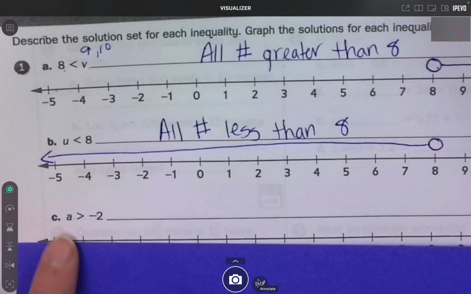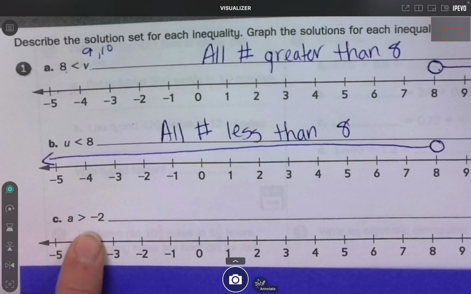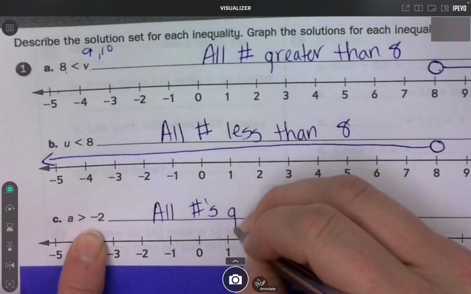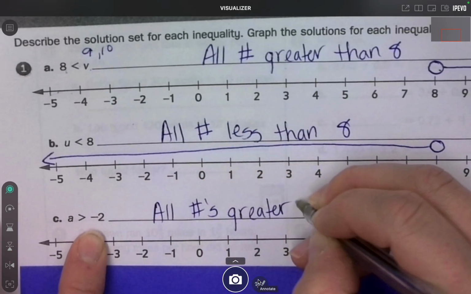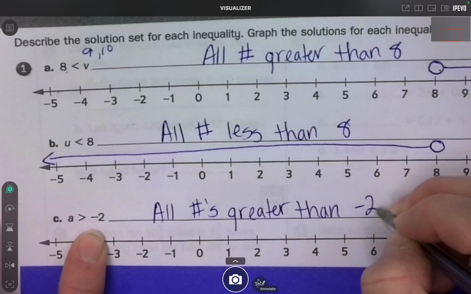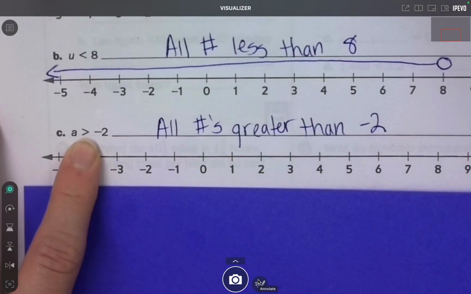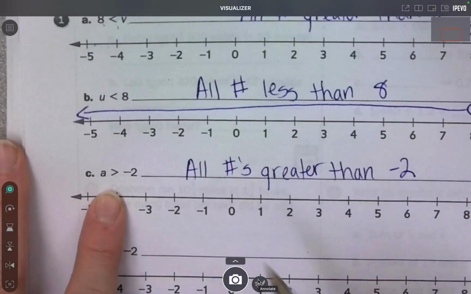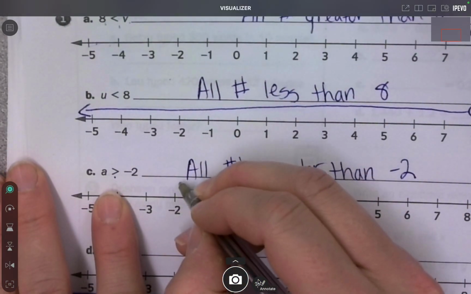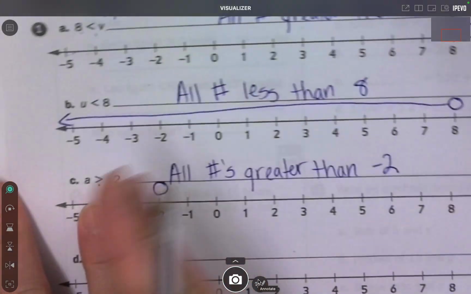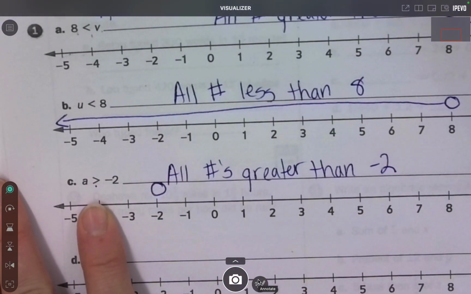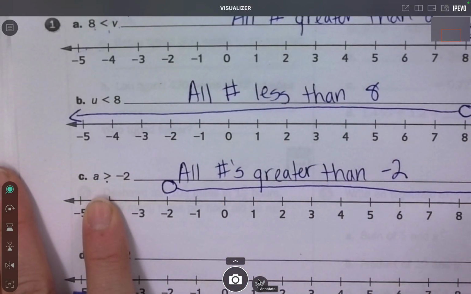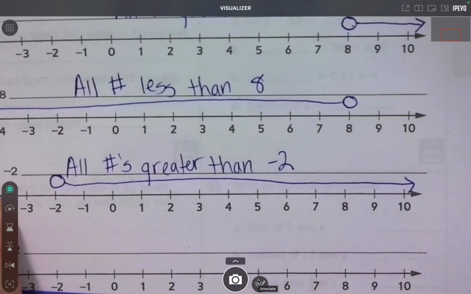Okay, next one. A is greater than -2. So that means that all the numbers have to be greater than -2. So again, we've had all less than or greater than. We haven't had an equal to yet. So that's an open circle. So you'll go to -2, and you have to think what numbers are greater than -2. Well, numbers going to the right would be greater than -2. So you'll take the arrow all the way down, and you'll put your arrow on the end.